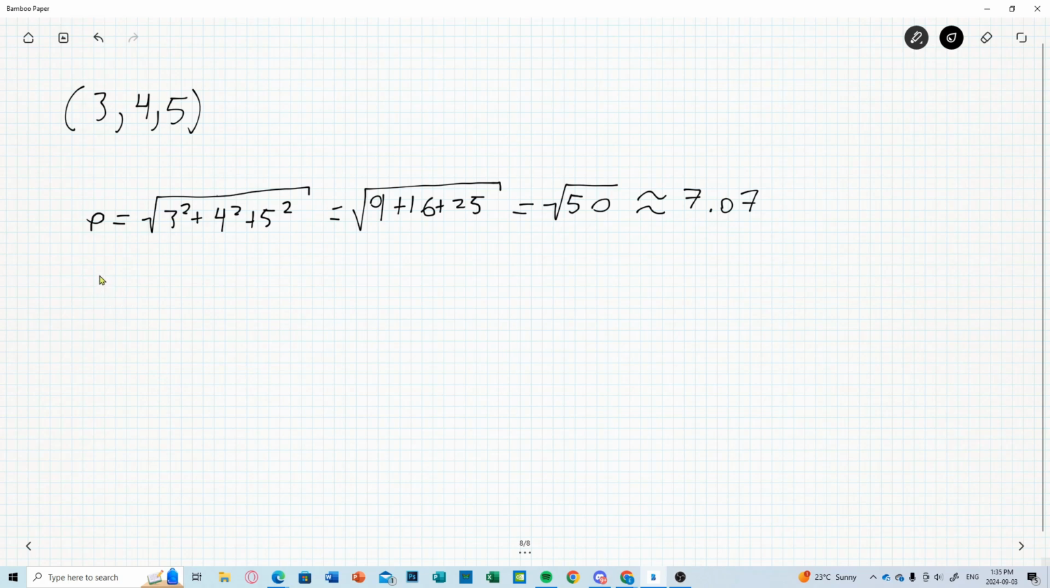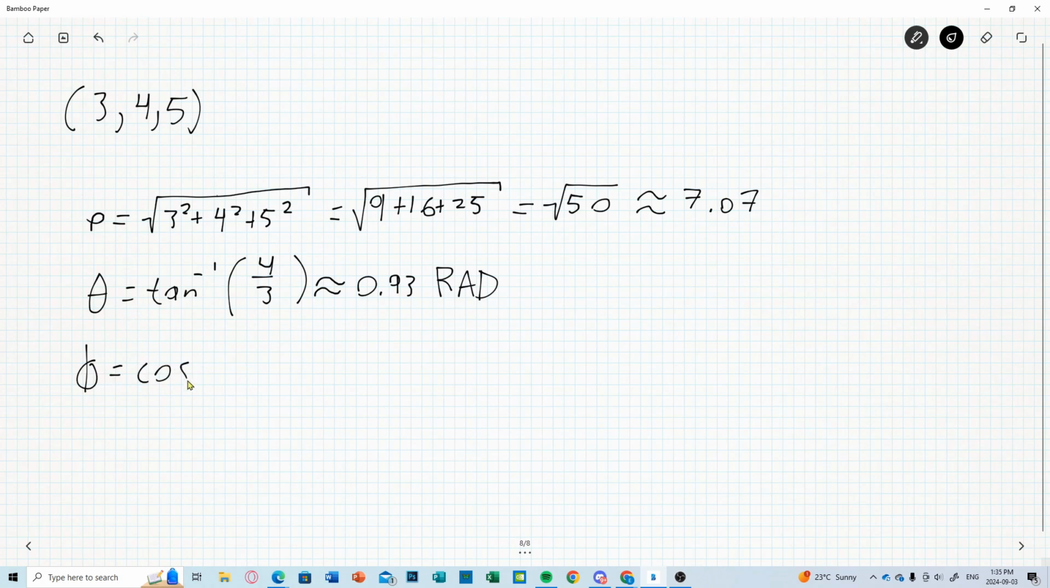Next up, we're going to find our theta, which is going to be our inverse tan of y over x, which is 4 divided by 3, which is approximately 0.93 radians. So I'll just put rad. And finally, we're going to find our phi, which is going to be our inverse cos of z divided by rho, which is going to be 5 divided by, and I'll just use the approximation of 7.07, which will give us approximately 0.79 radians.